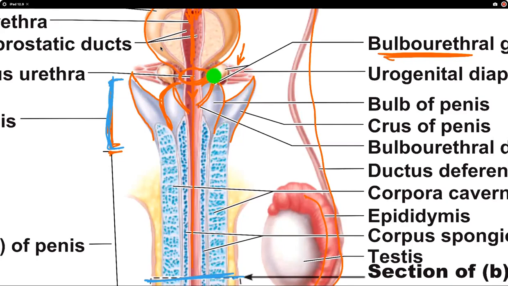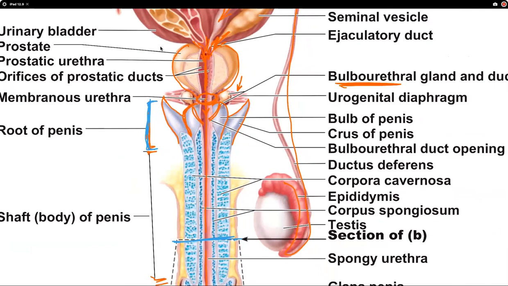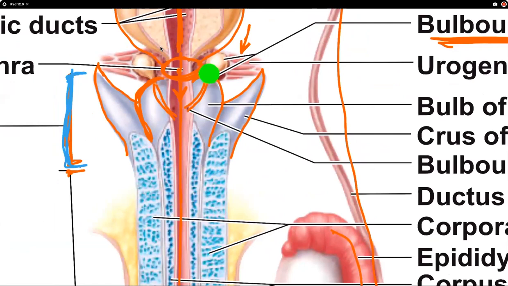The gland that would be releasing its secretions preceding the ejaculation, again, this is my bulbourethral gland. And from its name, where is it going to be joining? It joins the urethra through the bulb of the penis. That's why we call it the bulbourethral gland. Another name is Cowper's gland. Cowper is the guy who first described the gland.